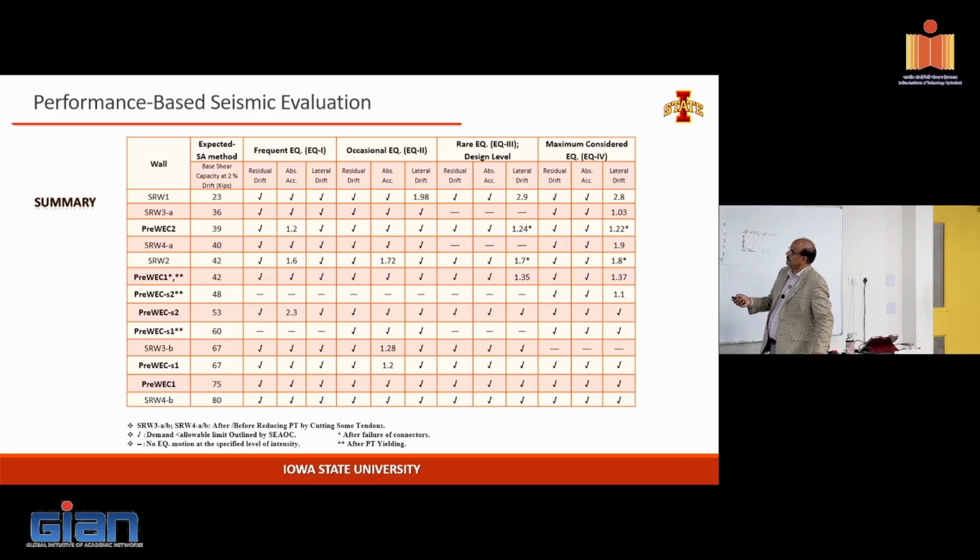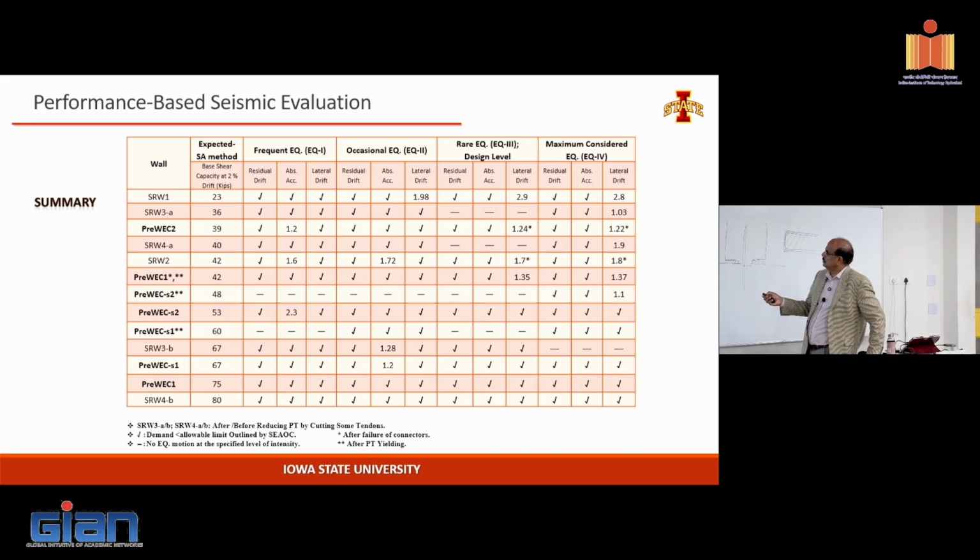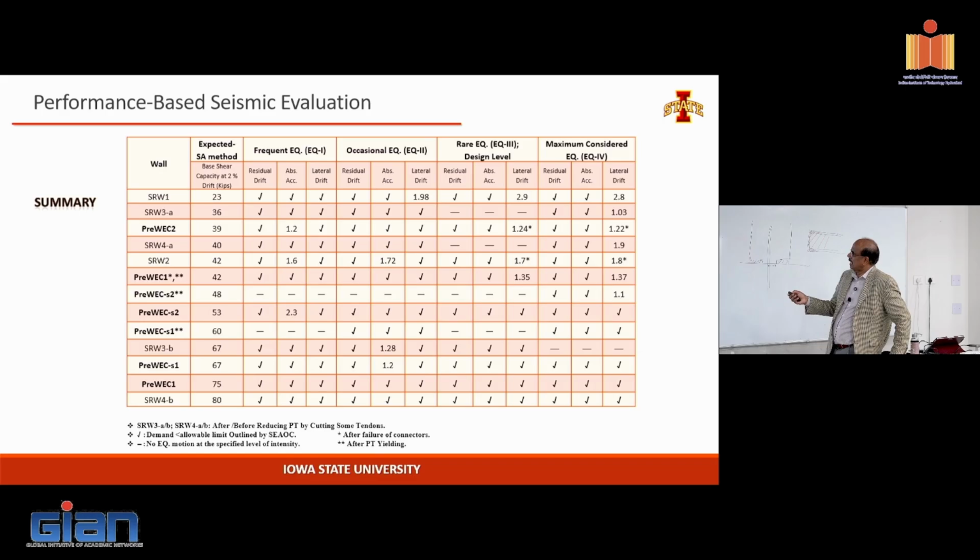For each of the earthquakes, you could see we define the residual drift, so it should not reach the targeted value. It should not exceed the targeted value. Same applies here. If it exceeds the targeted value, we will report what that number is. The top walls are all single rocking walls. The bottom ones are the Prevex system.